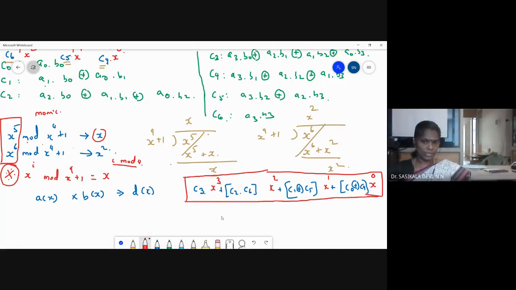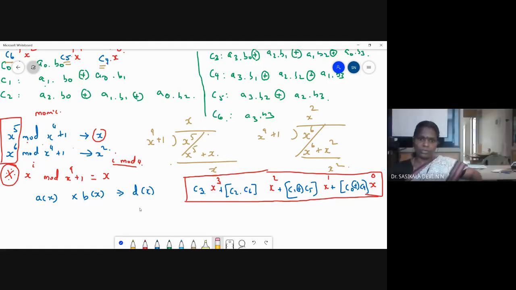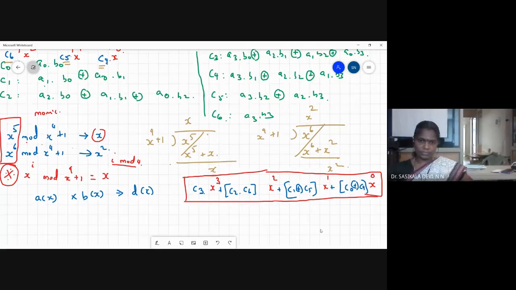Okay, so we can do it just by doing a simple matrix multiplication. So let's do this. Have you taken this coefficient alone in your notebook? Have you taken C0, C1, C2, C3, C4, C5, C6? Can you dictate to me? Yes, ma'am. Okay, good. So now go for this.